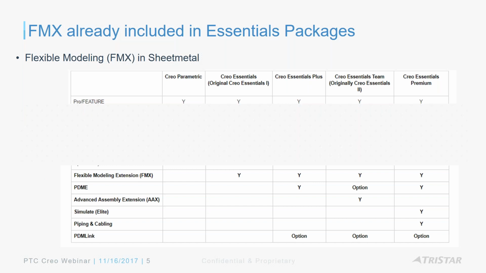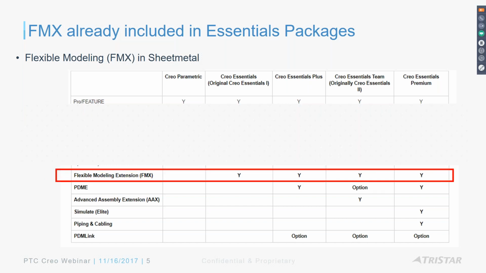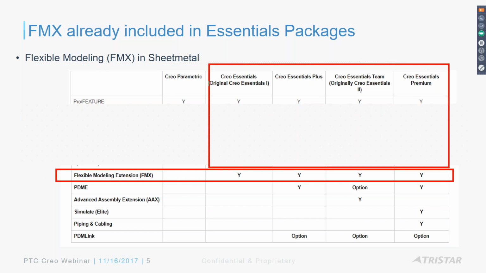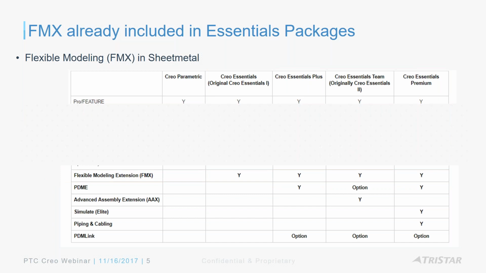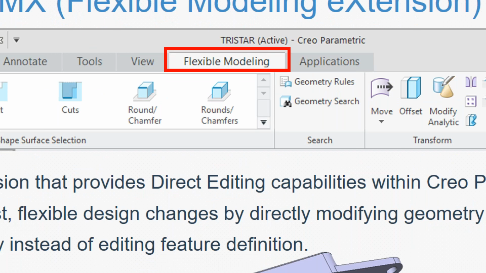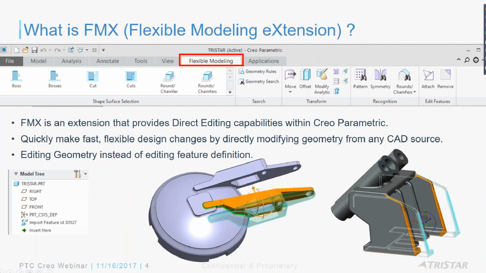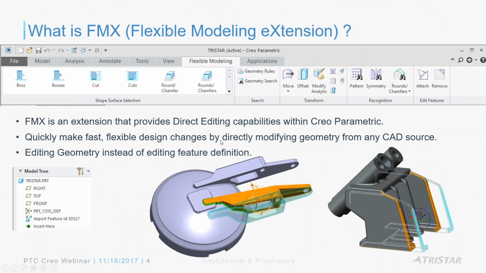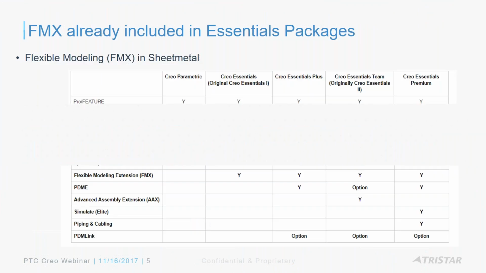Just to give you an idea, at the bottom here, you can see the flexible modeling extension is essentially included in pretty much most of the essentials packages. So you may already own it and not be aware of it, right? Like I said, the best way to know is if you see a flexible modeling tab when you open a part file, and that means it is there, right? It's been there since Creo 1, Creo 2 actually, and there have been continuous improvements all the way to Creo 4 as of now.